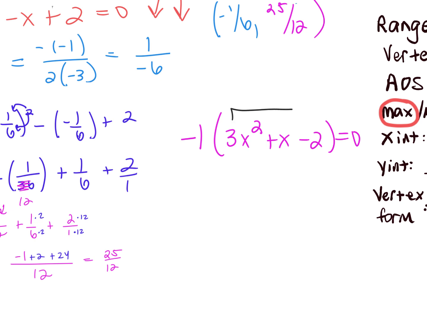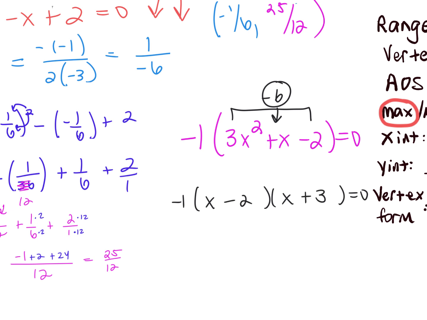So multiply a times c, 3 times negative 2. So what are the factors that multiply to give you negative 6, but add to give you a positive 1? Okay, minus 2 and plus 3.